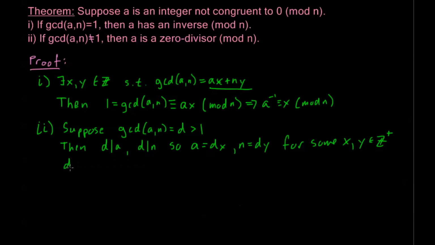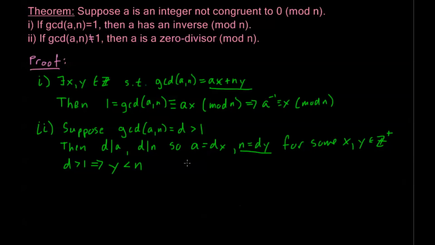Well, as a result of this, we know that d is greater than 1, and that is going to imply, looking at this equation right here, that y is less than n. If n equals d times y, d is greater than 1, then obviously y doesn't equal n or anything bigger than n. It must be less than n. We also know that y is not 0 because we're not doing arithmetic modulo 0. We're doing arithmetic modulo n.